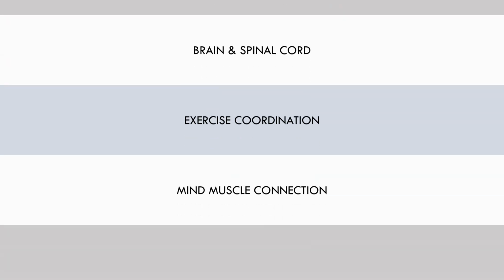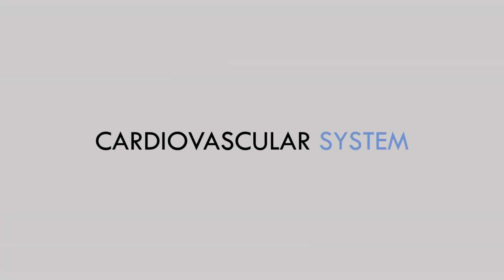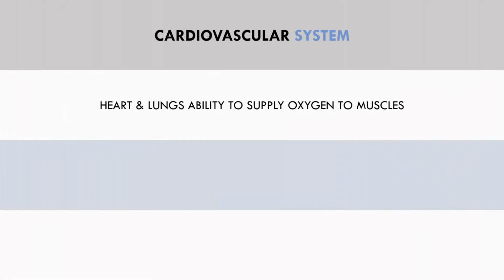The second central system that may limit performance is the cardiovascular system. This refers to the ability of the heart and lungs to pump oxygen to the working muscles. While cardiovascular adaptations are important for endurance athletes, we don't want this system to limit performance for hypertrophy training. If the trainee has to stop a set because they are out of breath, then the muscles may not be taken close enough to failure to maximize hypertrophy adaptations.